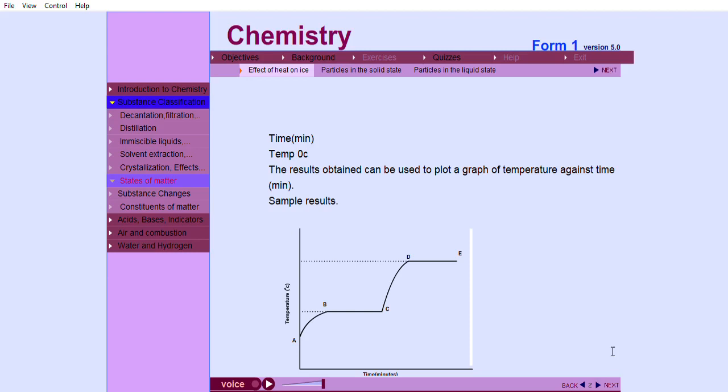During change of state, the temperature of a substance remains constant, but the substance continues to absorb heat energy. The temperature remains constant because the heat energy is used to overcome the force of attraction between the particles in a substance.